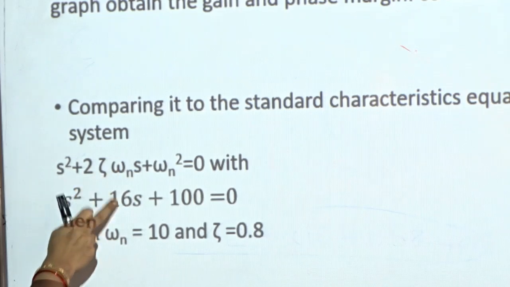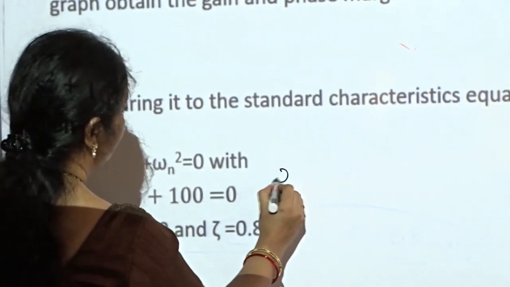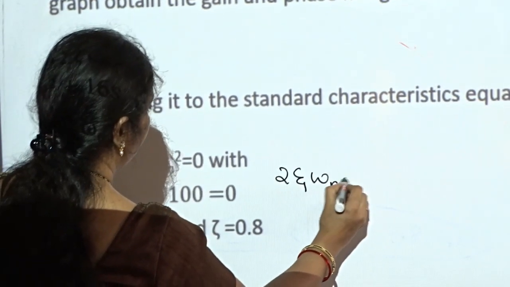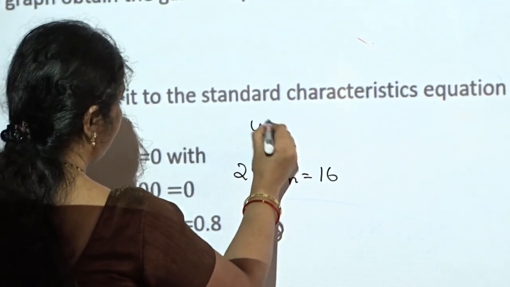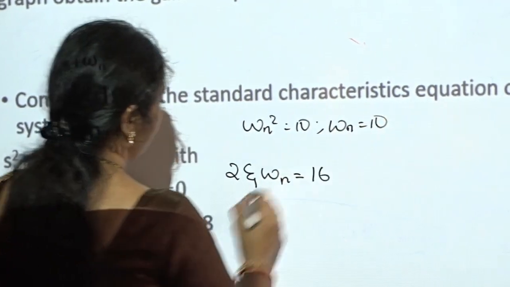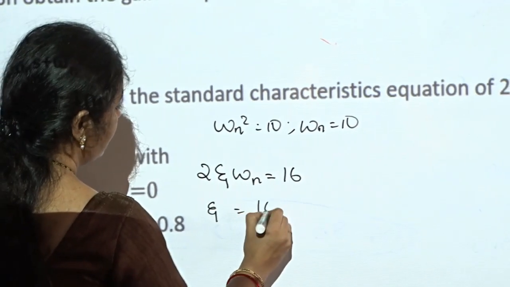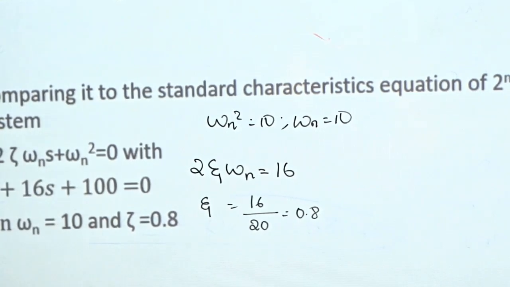Then substituting omega n here, 2 zeta omega n will be equal to 16. From omega n square equal to 100, we get omega n as 10. Now substitute that, zeta will be 16 by 20. This will give 0.8.